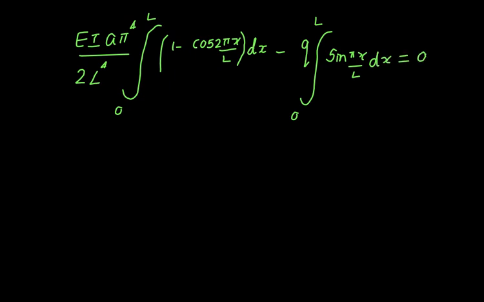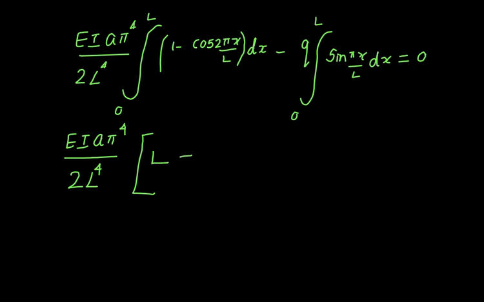Okay, in the next step, it is EI A into pi raised to the power 4 divided by 2L raised to the power 4, into, if you integrate 1, you are going to get a constant. And if you substitute the upper limit and lower limit, you will be getting L. Sorry, my battery is running low. Let me try my best to complete this.